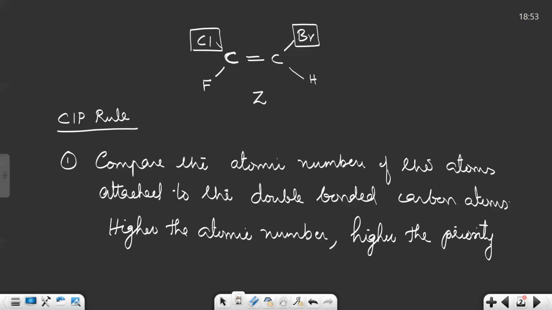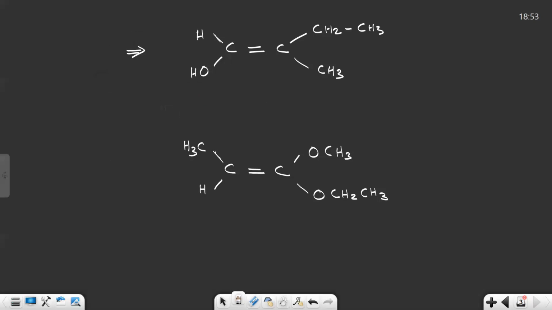Consider our second example. Consider the first compound. Here the left side carbon is attached to hydrogen and OH, so oxygen is attached to the carbon. Oxygen has a higher atomic number than hydrogen, so this one is the senior group or high priority group. Now when we come to the right side double bonded carbon, here it is attached to a carbon and here also it is attached to another carbon. So it's a tie. Both are carbon atoms.